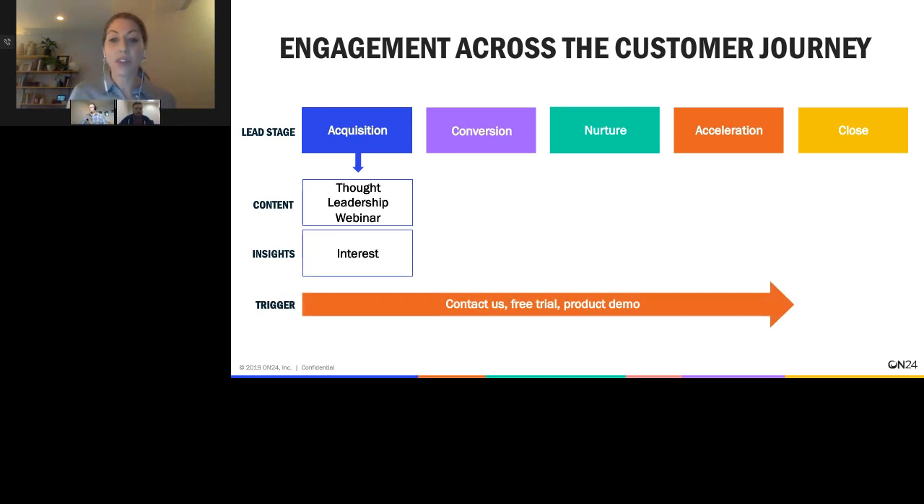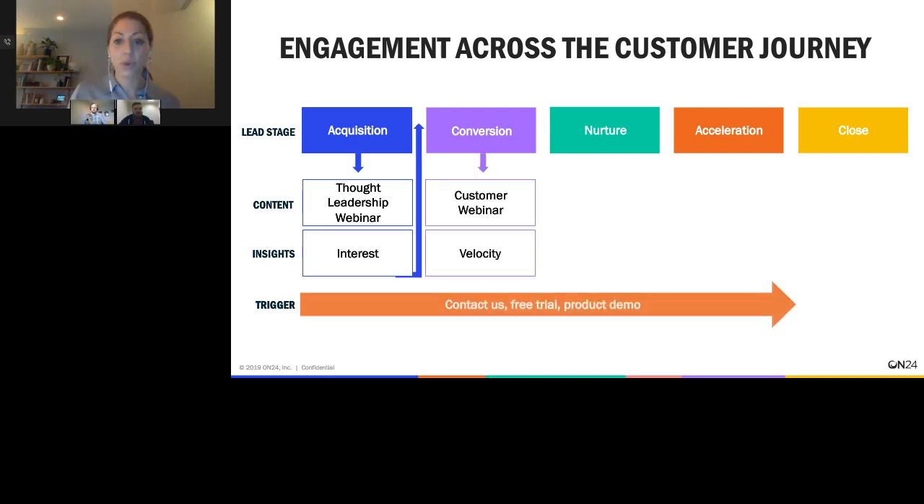At the acquisition phase, we typically will do a thought leadership webinar, because that's what's going to get the broad reach, bringing in a third-party influencer. And this is where the data acquisition comes into play. In that acquisition stage, the most important thing for us is to understand what that person is interested in so that we can then optimize the second touch for conversion.